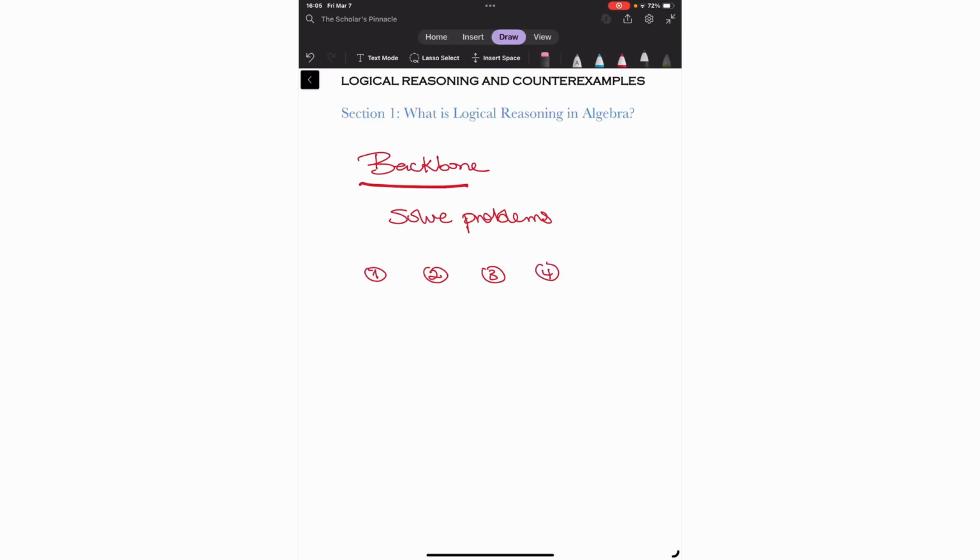Logical reasoning is the backbone of algebra. It helps us solve problems step by step. We have the equation x plus 4 equals 10. If x is equal to 6, then 6 plus 4 is equal to 10. That's how logical reasoning works, deductively solving for the unknown variable.